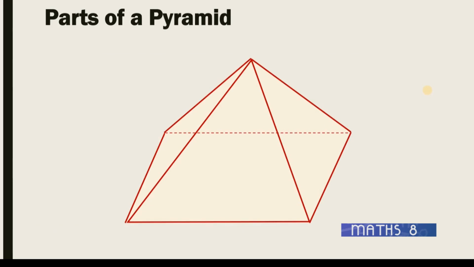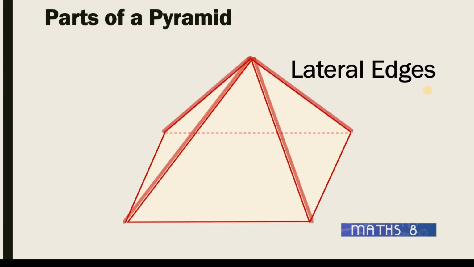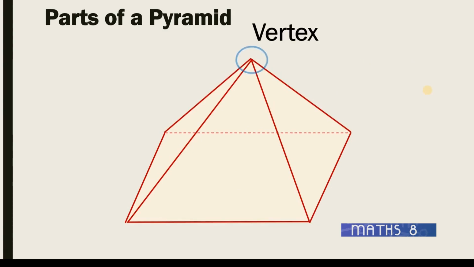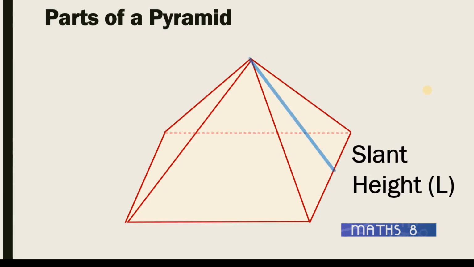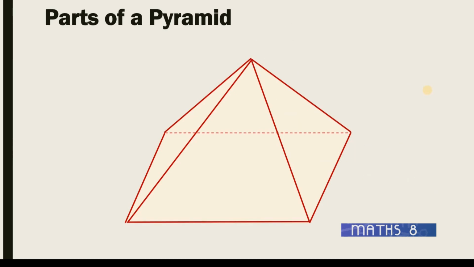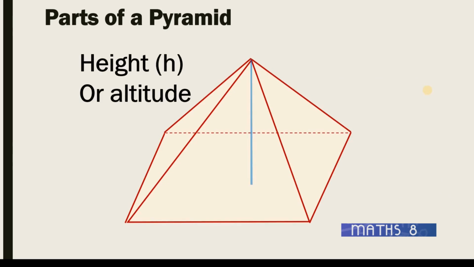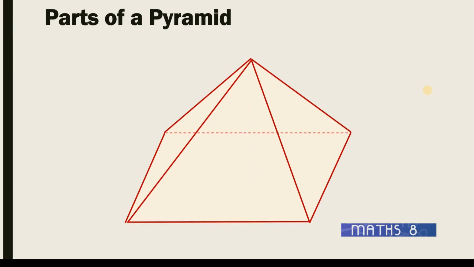Here's a diagram showing the parts of a pyramid. The shape at the bottom is called the base. The sloping faces are called the lateral faces. The sloping edges are called the lateral edges. The point at the top is the vertex. This height here is the slant height, L, and the vertical height is the height or altitude.